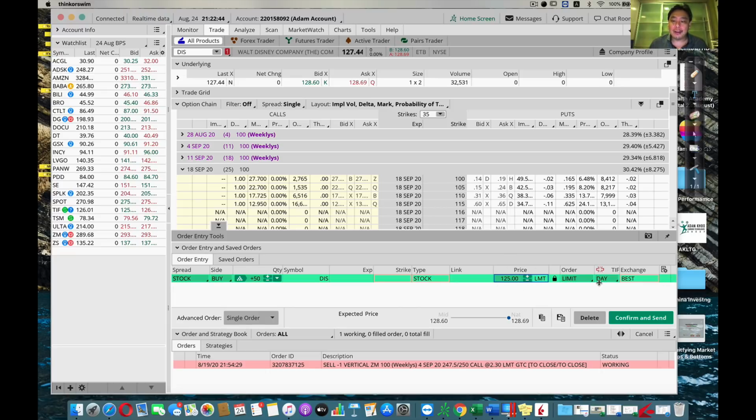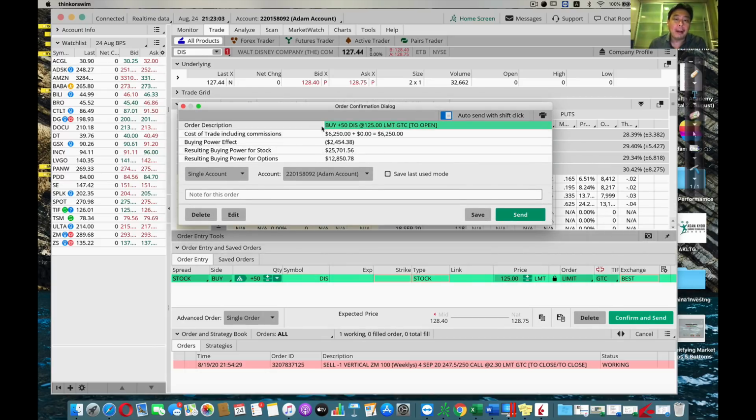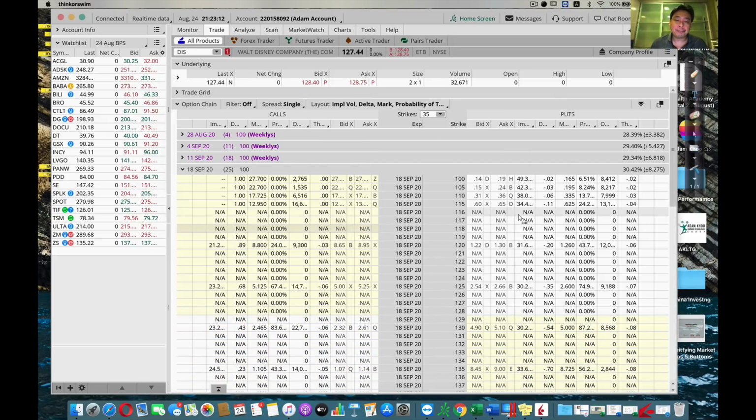Okay, so 125, and you can select day order that lasts for 1 day or good to cancel where the order is there till you cancel it. So usually I put a good to cancel order if it's something I really want to fill. Okay, and then all you do is click confirm and send, and there will always be a confirmation box that says, okay, you want to buy 50 shares of Disney at this price limit. You sure? If you're sure, click the send button. That's it. So I'm going to click send. And it's in.